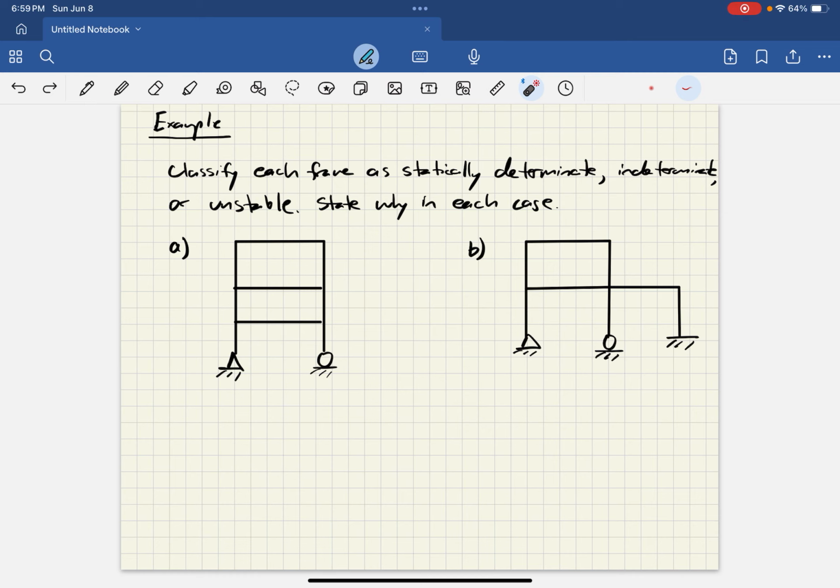So here we're being asked to classify each of the frames as statically determinate, indeterminate, or unstable, and state why in each case. So on frame A, we're going to make this cut through these loops. We have 3 loops here technically, and we're going to separate it into 2 free body diagrams. So let's go ahead and do that. Let me change colors back to black here to be consistent.